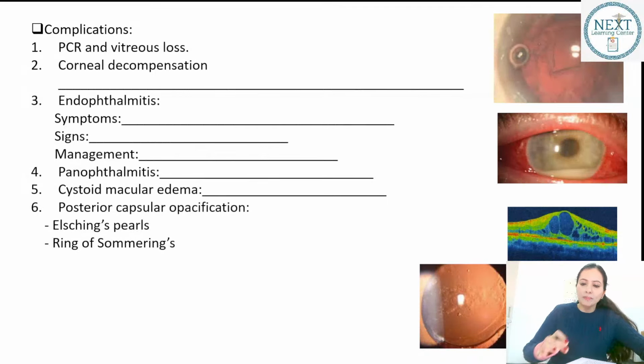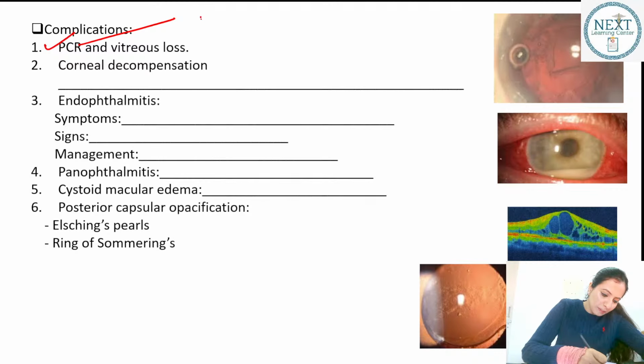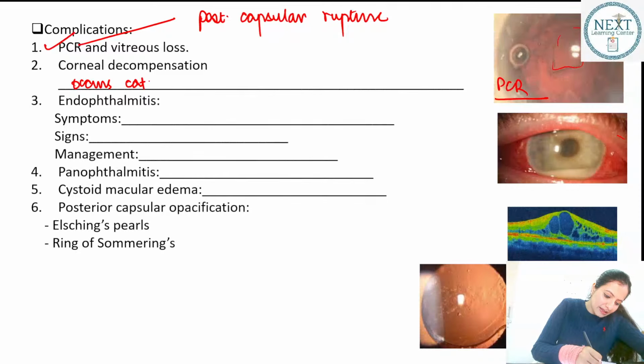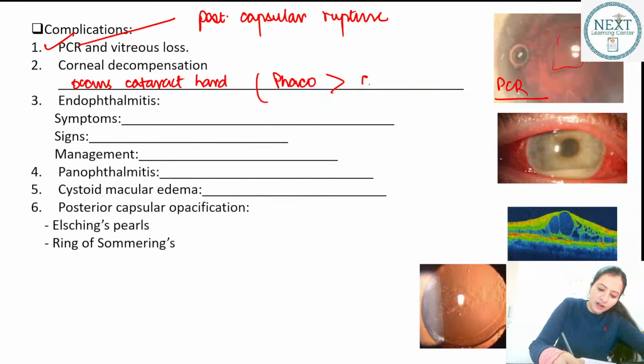Then if you look at the complications of cataract surgery, it can be PCR and vitreous loss. PCR is your posterior capsular rupture. So this is how your PCR looks like. Then is corneal decompensation. This occurs when your cataract is hard, and chances are more in phacoemulsification than your ECCE and SICS.